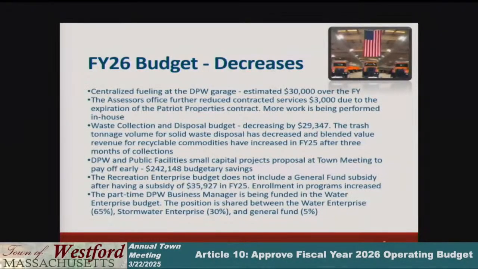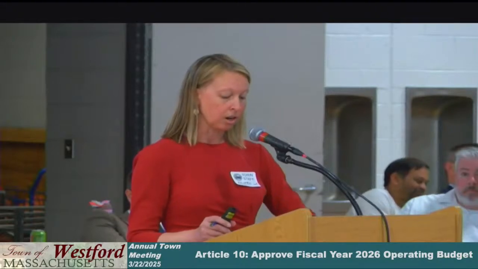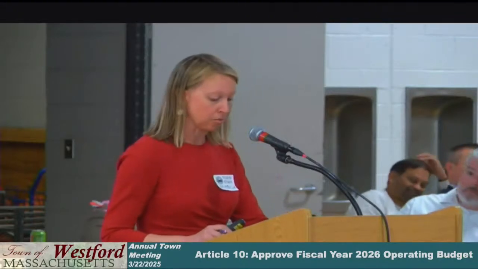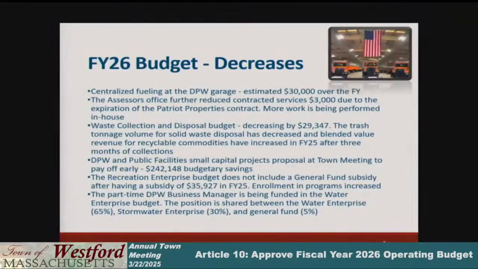Our fiscal 26 budget does have a considerable amount of decreases as well. We have implemented centralized fleet fueling at the DPW garage. Our assessor's office continues to use outsourcing to do their good work. We have good news through our waste collection and recycling budget. We've seen over a $30,000 decrease to that due to the good work of our hauler as well as our residents who are continuing to cut their solid waste by diverting it to other means. And through our other articles we discussed this morning, we're going to be paying off those small capital projects early in fiscal 25, so we will not be incorporating those into the fiscal 26 budget.